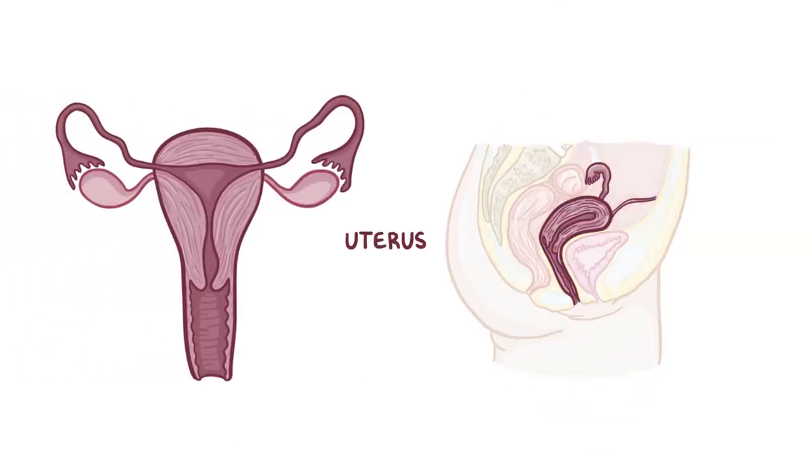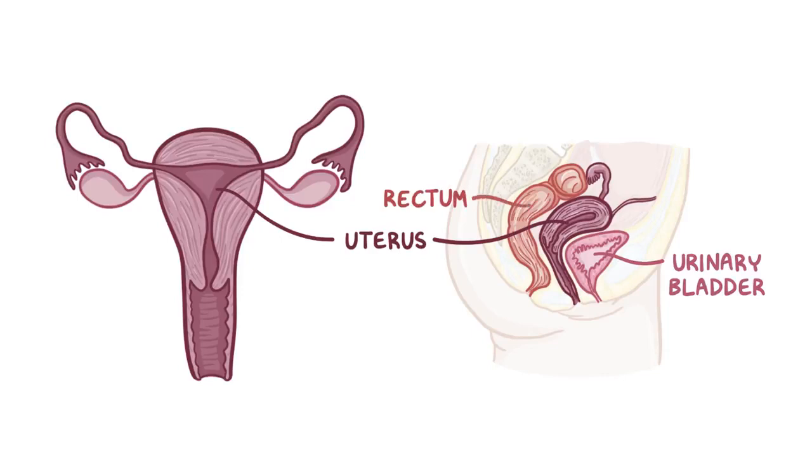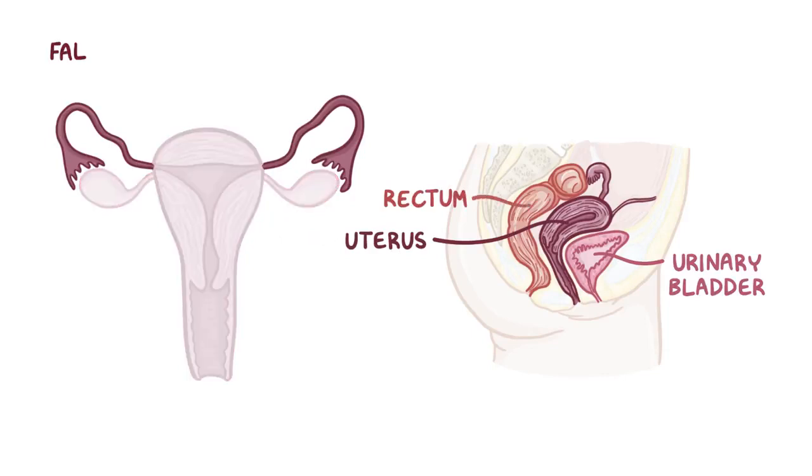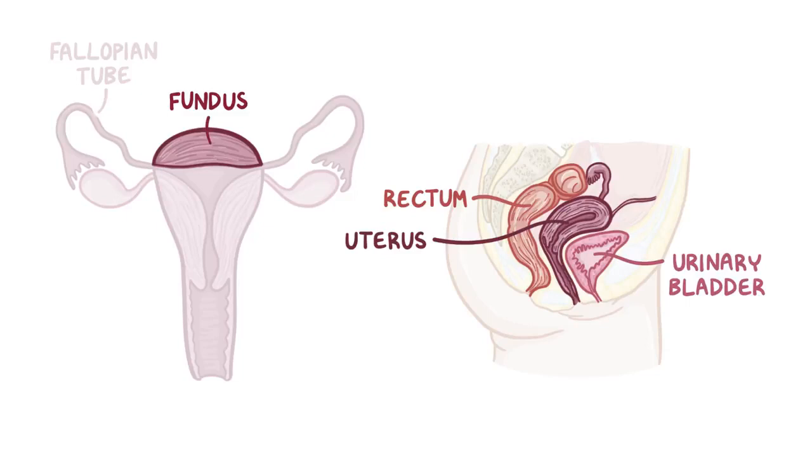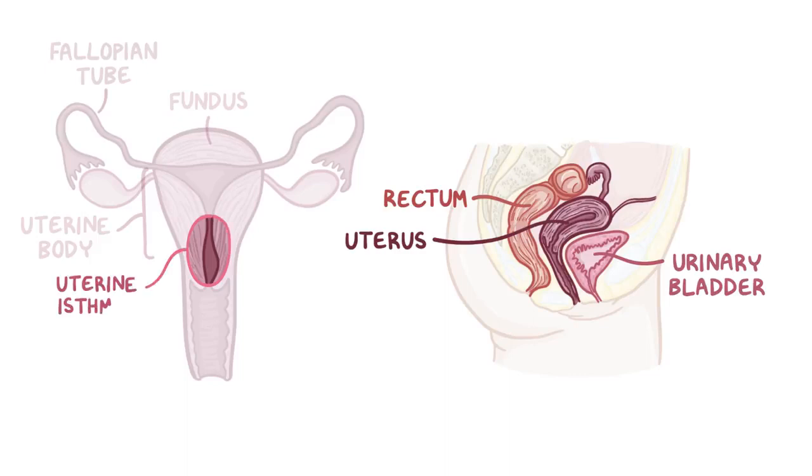The uterus is a hollow organ that sits behind the urinary bladder and in front of the rectum. The top of the uterus, above the opening of the fallopian tubes, is called the fundus, and the region below the openings is called the uterine body. The uterus tapers down into the uterine isthmus and finally the cervix, which protrudes into the vagina.